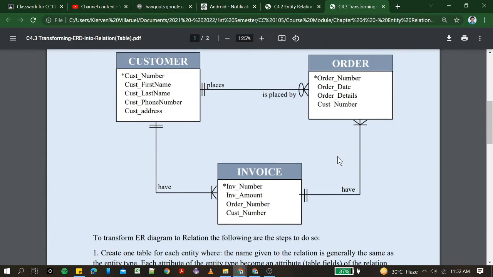Then we have the invoice entity. Of course, when you place an order, you have an invoice, right? An invoice, or one invoice, can have one or more than one order, because in one invoice there may be many orders. You may order fries, a burger, and spaghetti, for example.